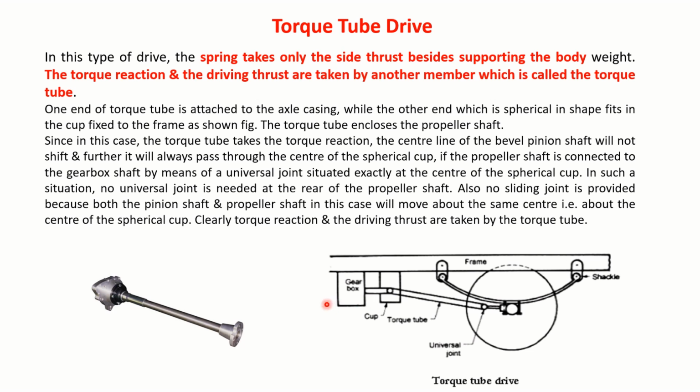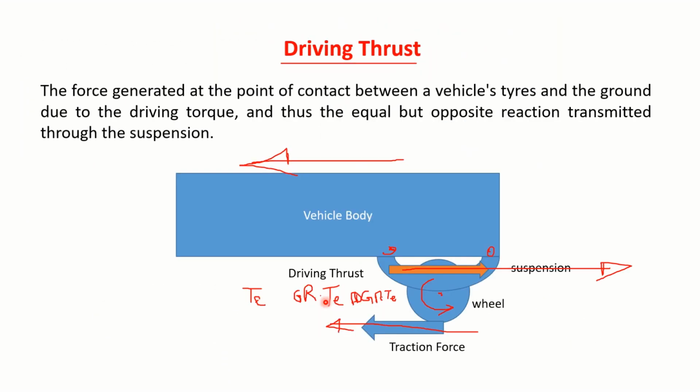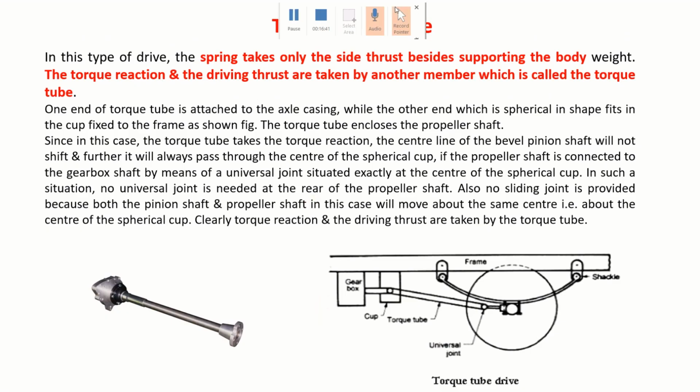Okay. Another type of drive, which is used in most of the vehicles, is the Hotchkiss drive. It is very, very popular, a popular rear wheel drive. Another one is what you can call the torque tube drive.